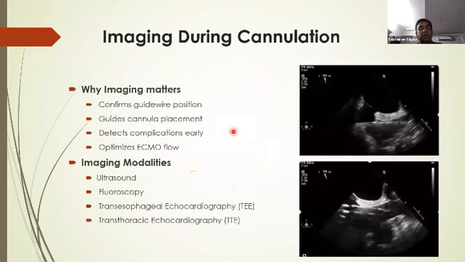So imaging has a pivotal role in it, whether you are using ultrasound, fluoroscopy, transesophageal echo or transthoracic echo. In our setup, we usually work under transesophageal echo guidance. So we show the surgeon or the operator that there is a wire.